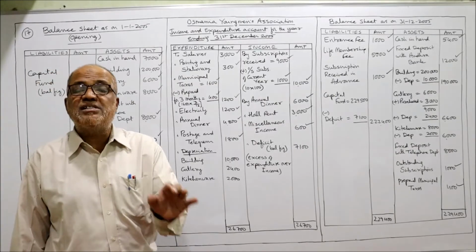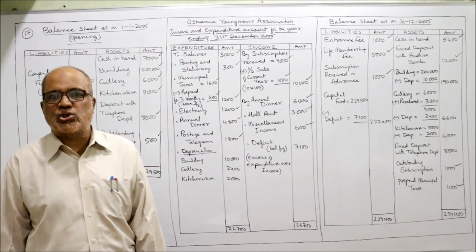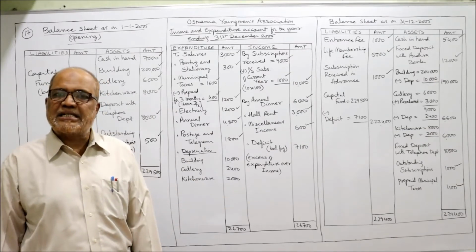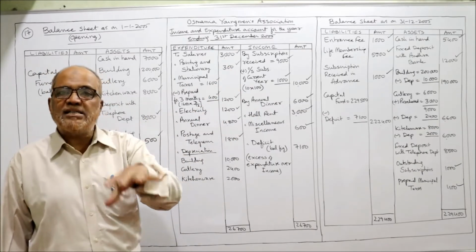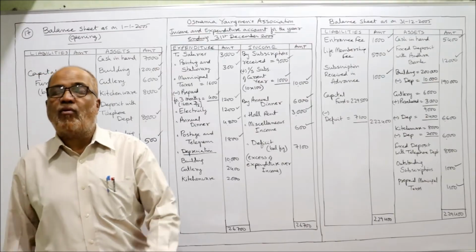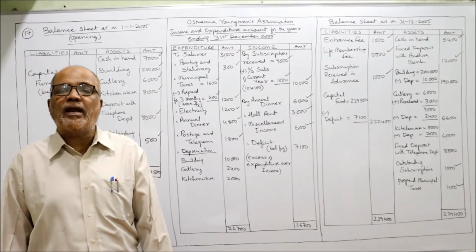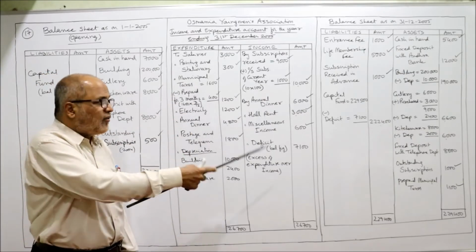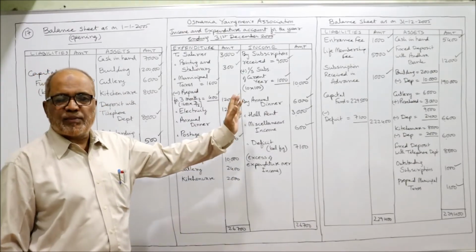This is the deficit. Normally in trading organizations we call it as loss. In non-profit organization we call it as deficit. So by making this income and expenditure account, we come to know there is a deficit of 7,100. What is deficit? Excess of expenditure over income. That is called deficit. So income and expenditure account completed.